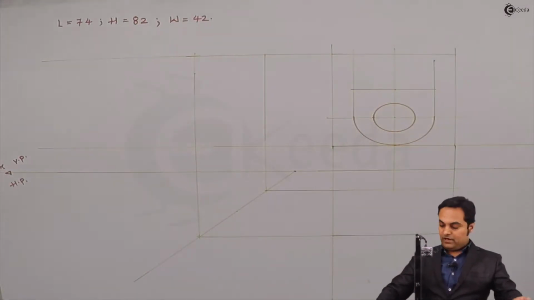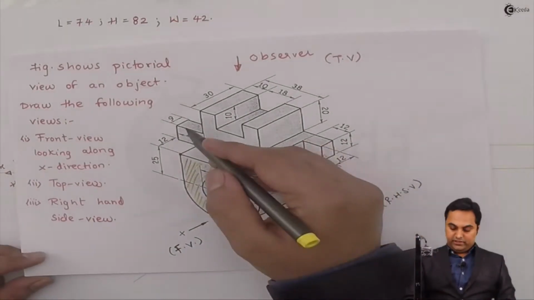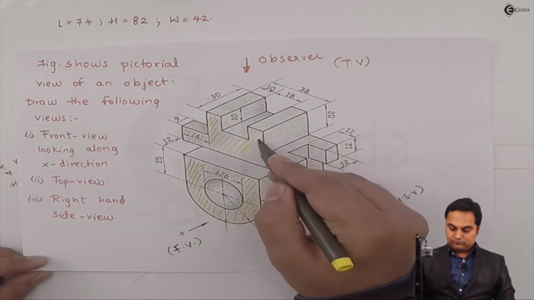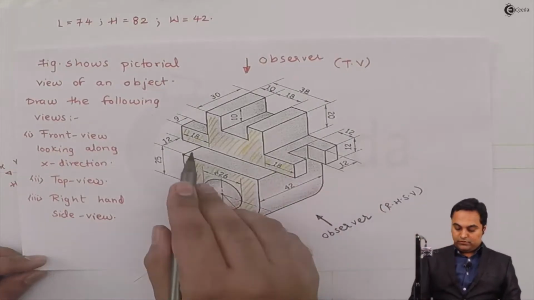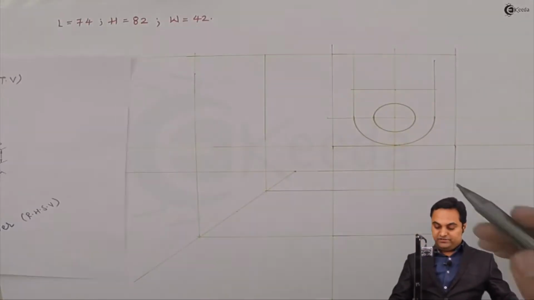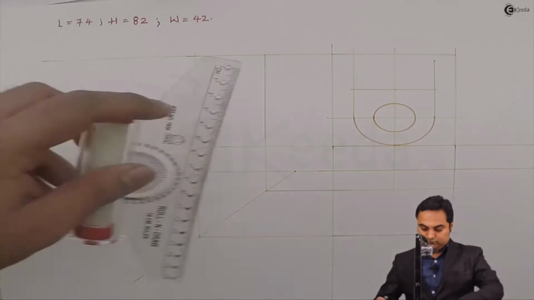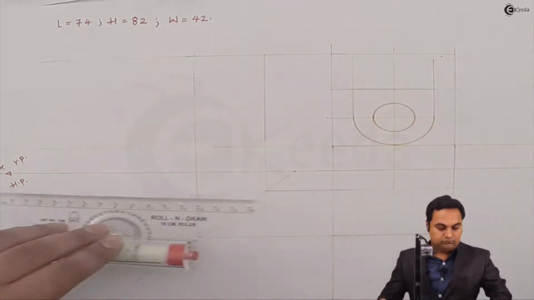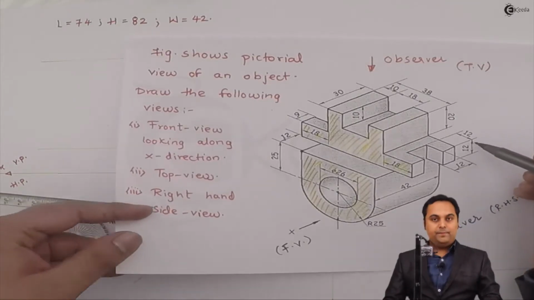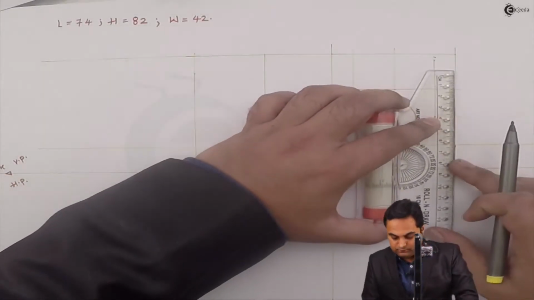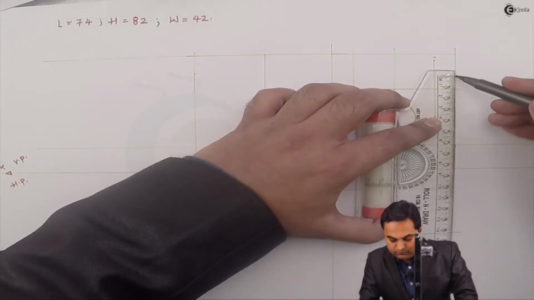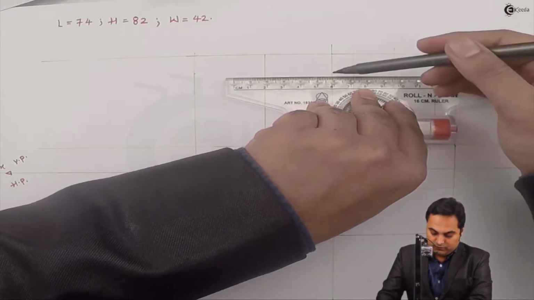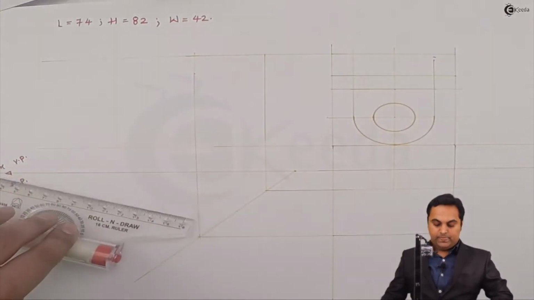Next, after that, from the front, even this surface is visible. Now this is having the total length, which is 74 mm. This portion is having a height of 12 mm, marking 12 mm, drawing light horizontal line through it.